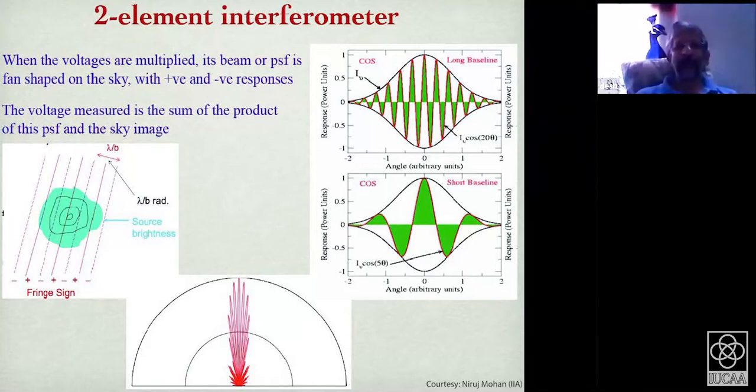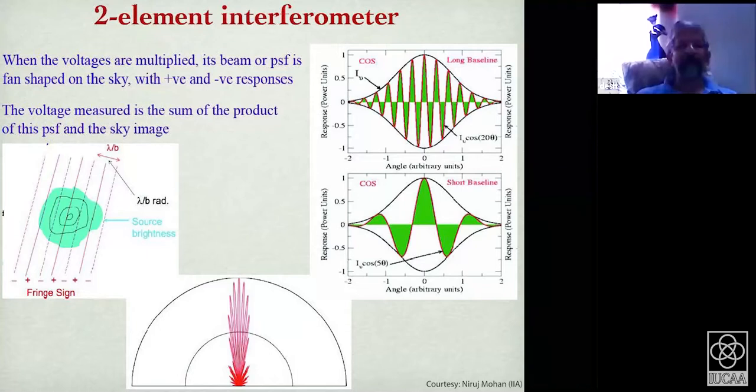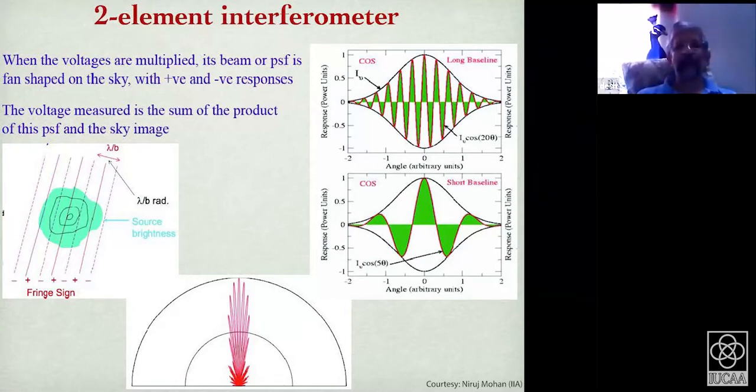You will find that if the source is broad, many of these ups and downs will exist across the significant brightness, and the net result will be highly reduced. As against a very compact source, which will sample only a small part of this wavy pattern and will attain a value based on where it is seen.